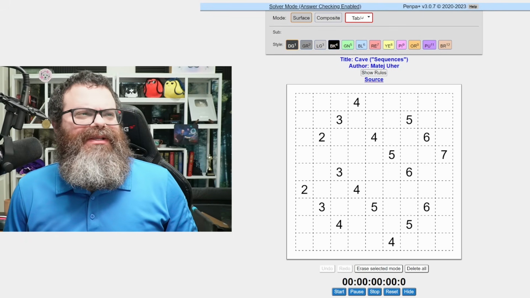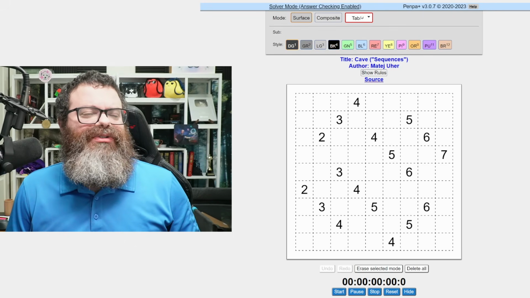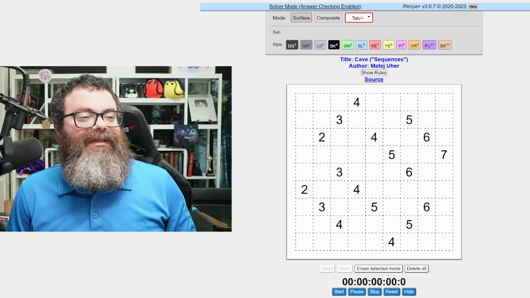Hello, let's solve a cave puzzle. This is called Sequences by Matej Uher. I sourced this from GM Puzzles. There's a link in the description.